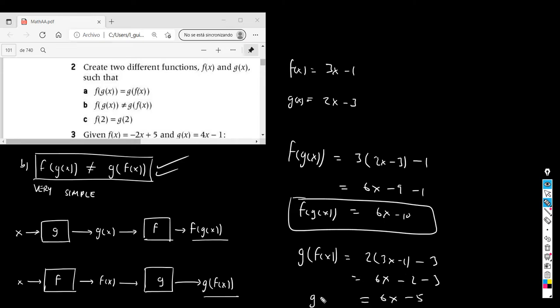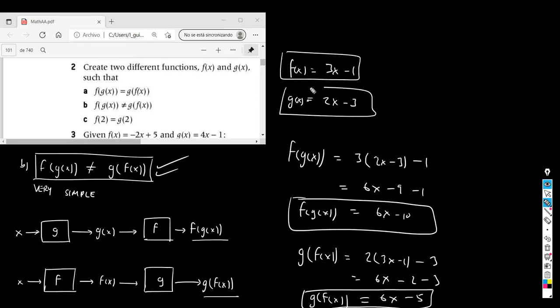So clearly, this and this are different, and therefore for these two functions in particular, this one holds. And that's going to happen with most functions. Any two functions you can create at random will fulfill this thing. The composition of the first with the second is going to be different from the composition of the second with the first. Okay, so that's B.